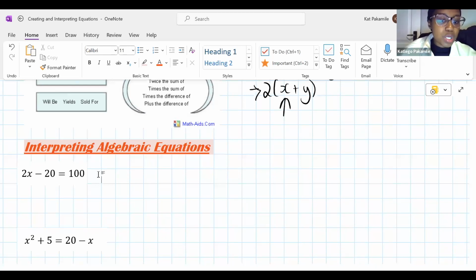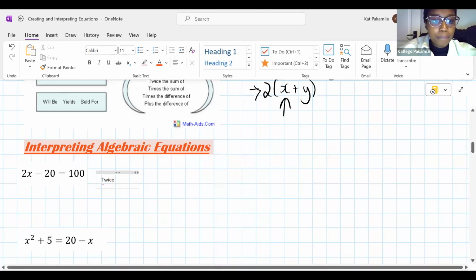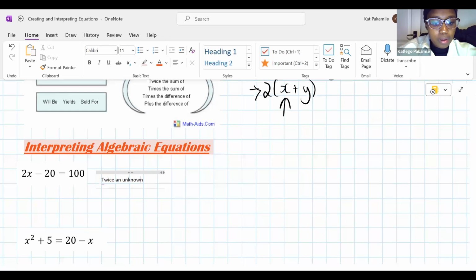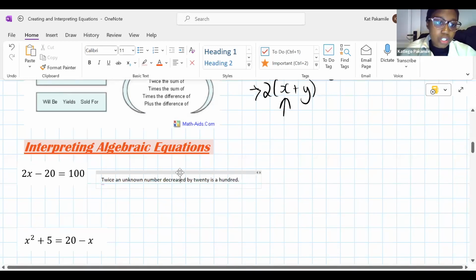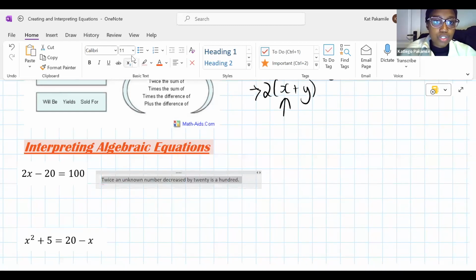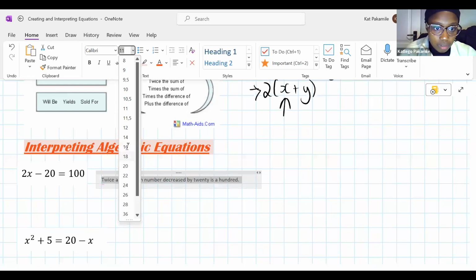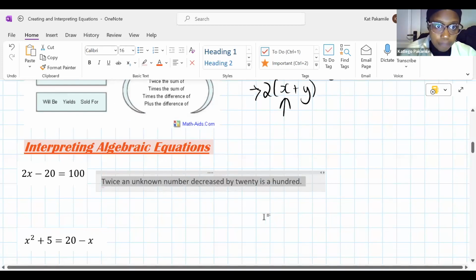So for the first one, I will say twice an unknown number decreased by 20 is 100. So that's my interpretation of this algebraic equation. So this is how I expect you guys to interpret such equations. Obviously there's a number of ways in which you could have interpreted this.